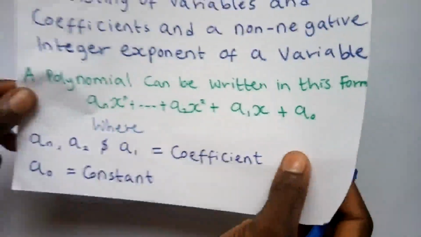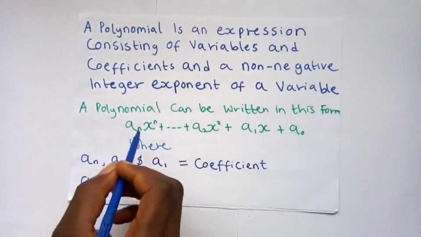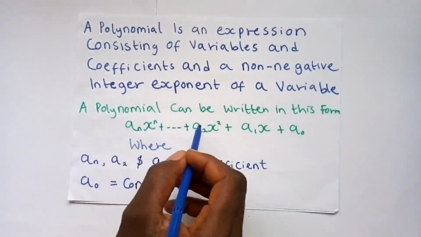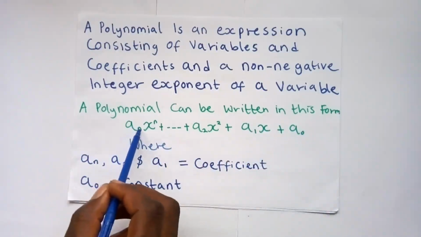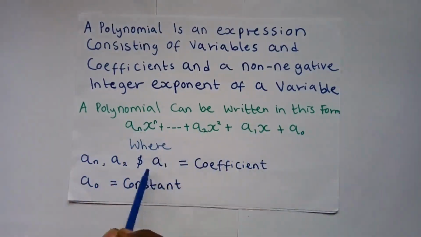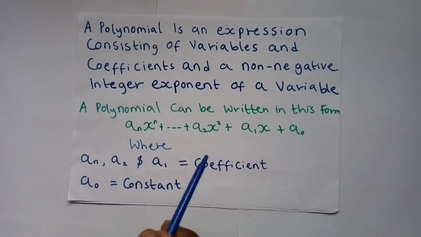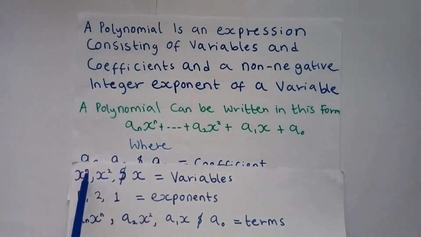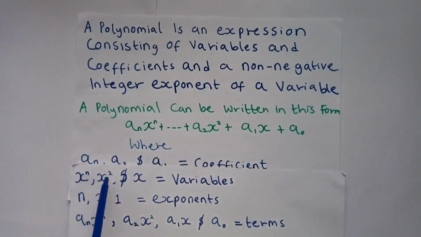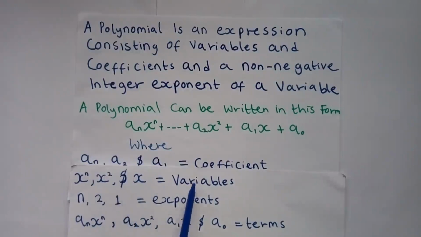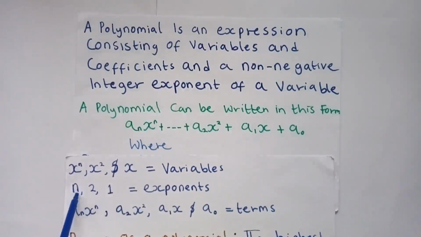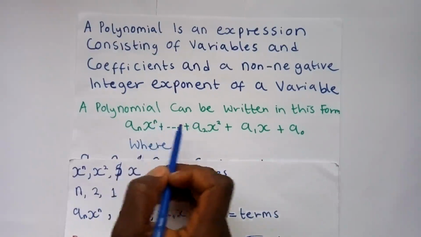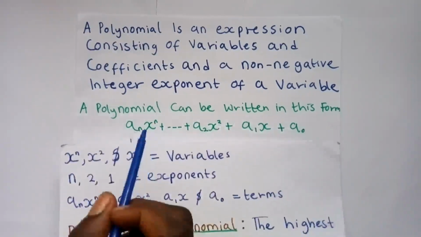So therefore, a polynomial can be written in this form: a_n x raised to the power of n plus a_2 x raised to the power of 2 plus a_1 x plus a_0, where a_n, a_2 and a_1 are the coefficients. a_0 is the constant. x to the power of n, x to the power of 2 and x to the power of 1 are the variables. n, 2 and 1 are the exponents.